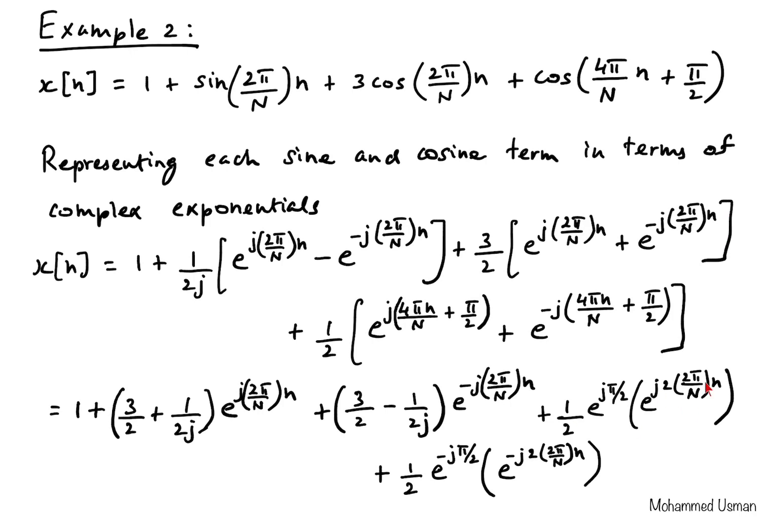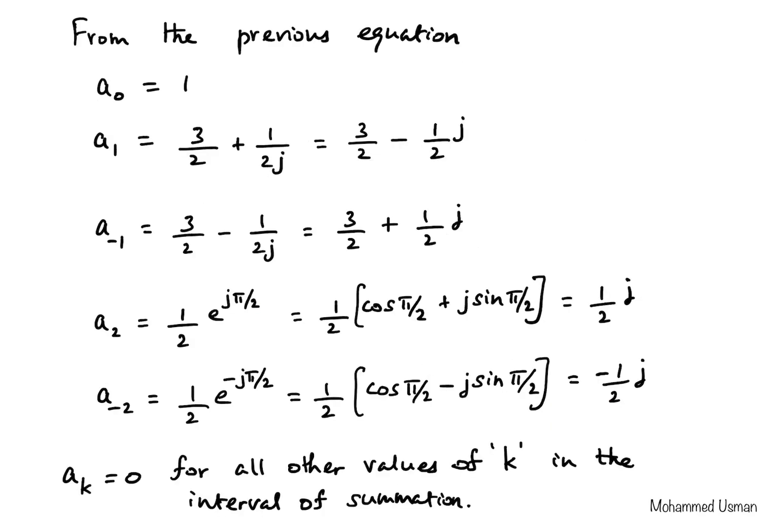And the last two terms that we have here, this is corresponding to k equal to 2, e power j k 2 pi by n times n. So the k here is 2. So this term is representing a2. It's ak e power jk omega naught n, right? So this corresponds to a2. So half e power j pi by 2 is a2. But e power j pi by 2 is nothing but cosine pi by 2 plus j sine pi by 2. That's cosine 90 is 0, sine 90 is 1. So j times 1 is j multiplied by half.